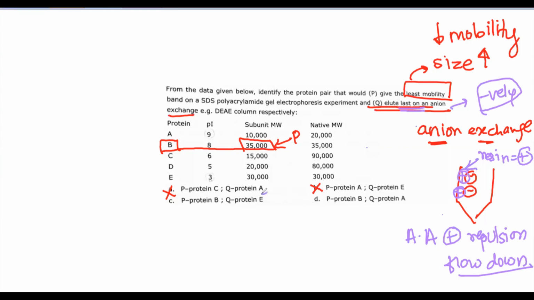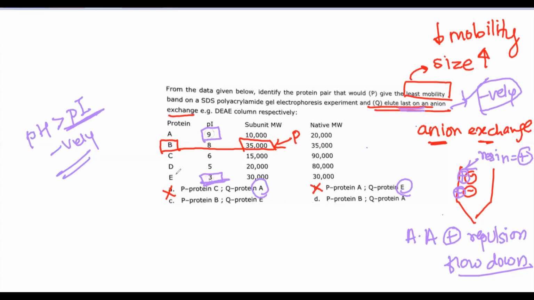Now for Q, they have given two proteins A and E. Let us check. So E is having a pI of 3 and A is having a pI of 9. Now, what we know is that when pH is greater than the pI, that's when it will be negatively charged. That's what we want, right? It should be negatively charged. So what do you think? Out of 9 and 3, which one would be negatively charged easily? Obviously, we are looking at the lower pI. So the lower pI is 3.